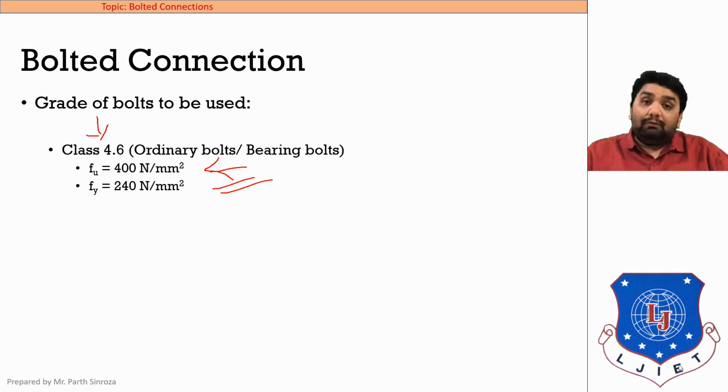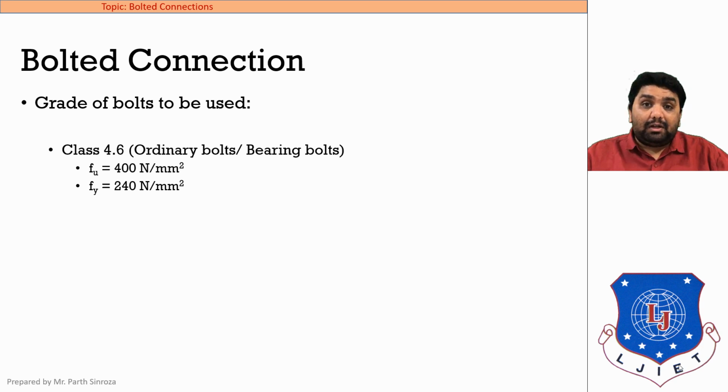So for 4.6, the 4 refers to 400 Newton per mm square, and 0.6 refers to 60% of the total. Clear? Again, class 4.6 means 4 is the whole number, referring to 400 Newton per mm square, and 0.6 refers to the 60% criteria. So Fy will be 0.6, that means 60% of 400. That value comes out to be 240 Newton per mm square. This is how you will remember it from the examination point of view.